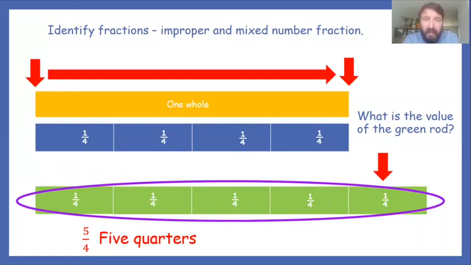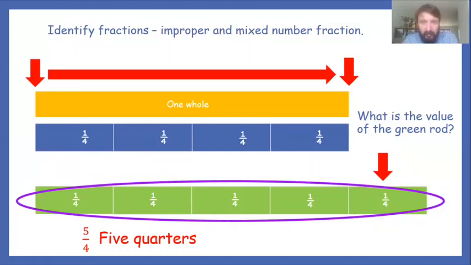Now, just quickly going back over that, I had my one whole. Below it, you could see in equal measure, I had my blue bar that was split into quarters, and below that of equal measure, I had my green bar that was split into quarters with an additional quarter added to the end there, giving us 5 quarters.